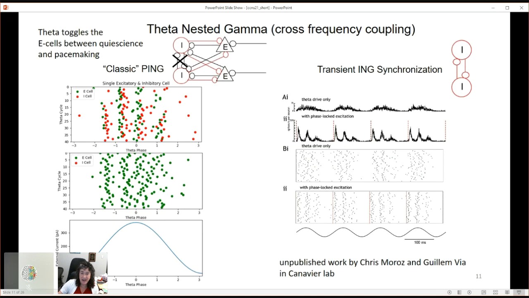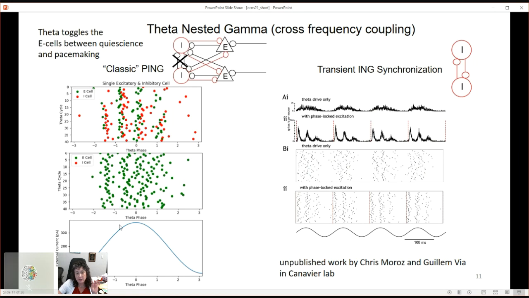Now, this next slide, I'm only going to speak about briefly, and I wanted to speak about it to introduce some of the work that's going to be in the session later. This is now cross-frequency coupling, and you can have a gamma oscillation on the left-hand side, a classic PING, as I described, where these are the I cells now in red and the E cells in green. But if you block all the E to I cell connections, then you get no I cell firing. So this is classic PING.